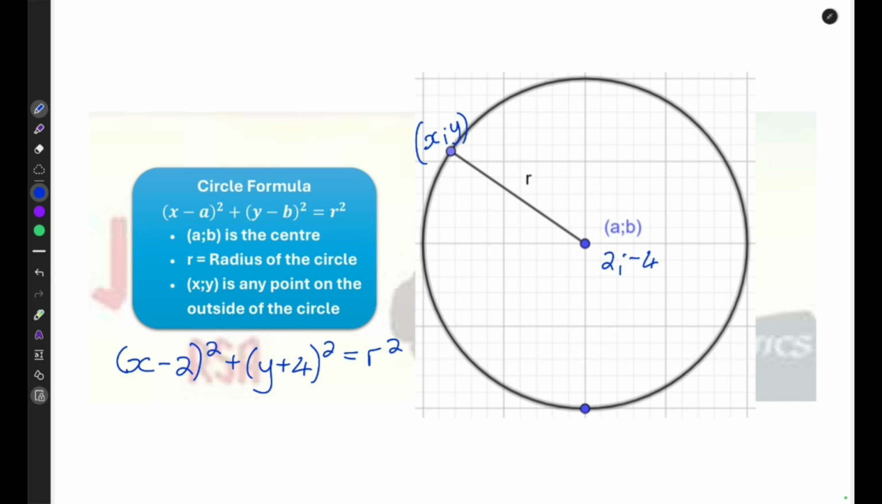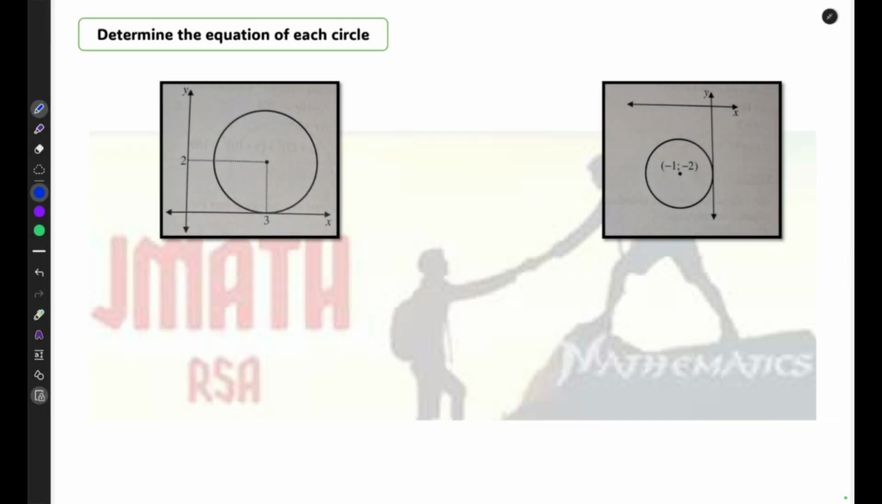Let's practice this a bit. There's two easy ones and then two really tricky ones. The first one: determine the equation of the circle. So like we just said, the format is always x in the first bracket, there's a plus between them, and then y in the second bracket.